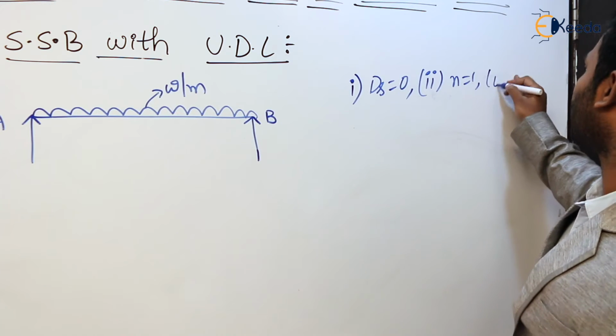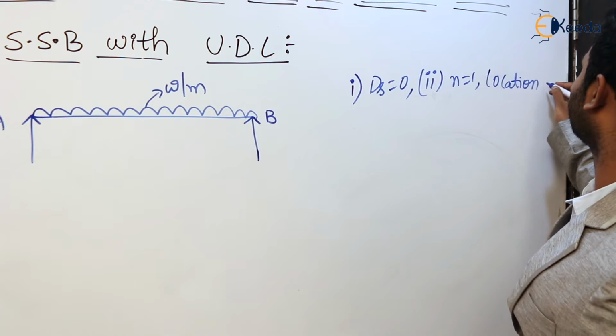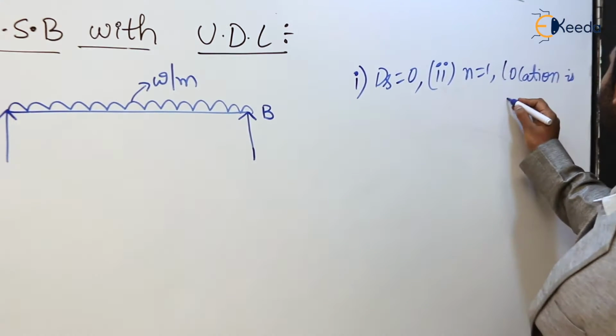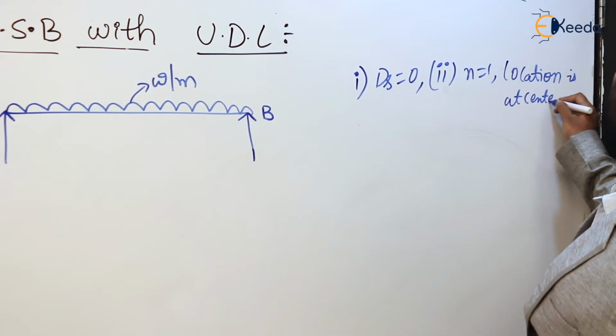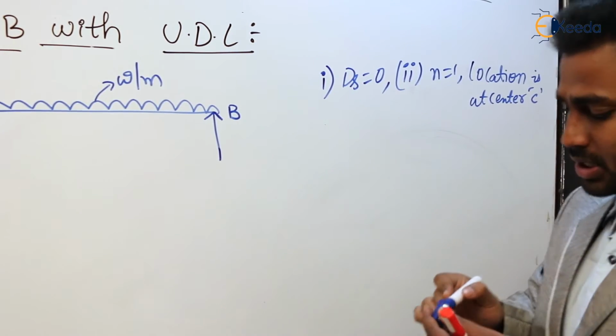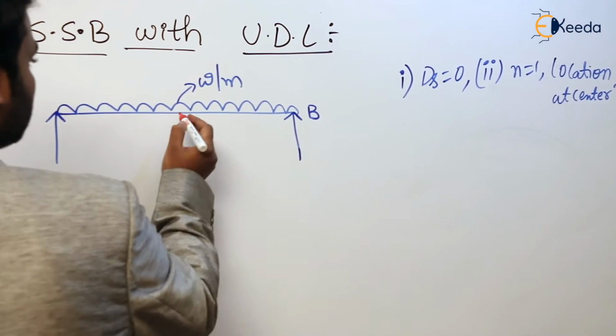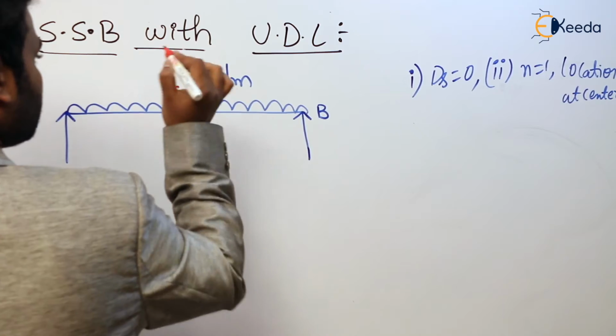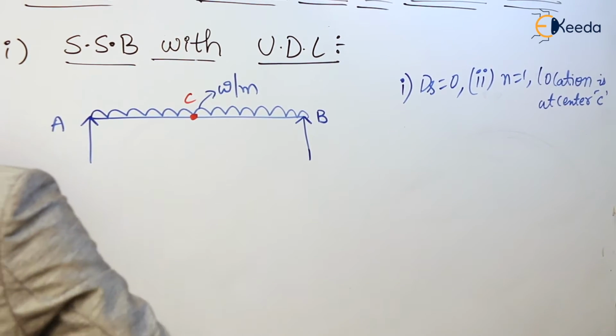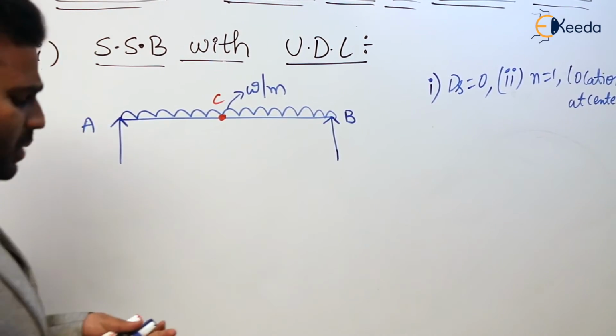So the location of plastic hinge in this case is also at center. Represent that center with C. So the location is here. This is C. Agree?